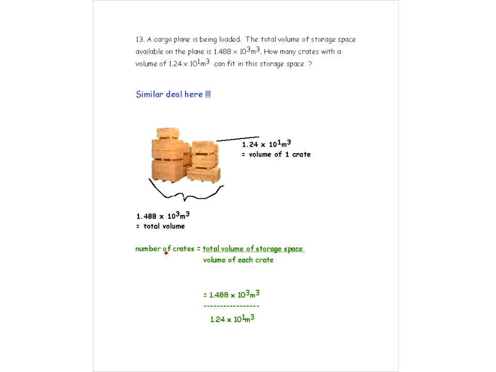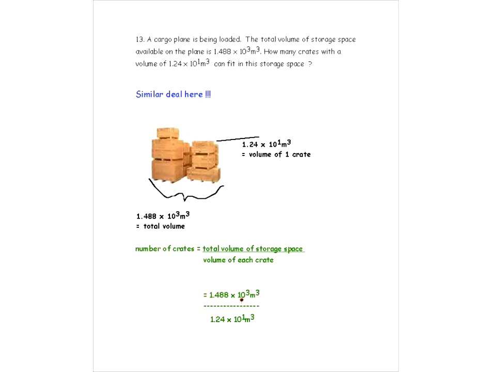Okay. All right. So hopefully this makes sense then. The number of crates equals the total volume of all the crates, divided by the volume of one crate, right? Okay, and when we do the math, we're going to divide these numbers out.